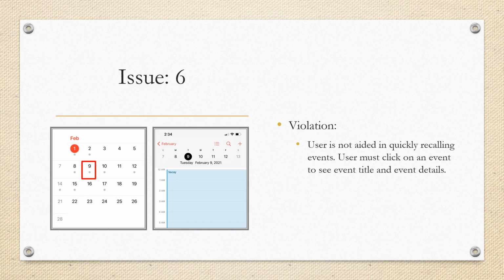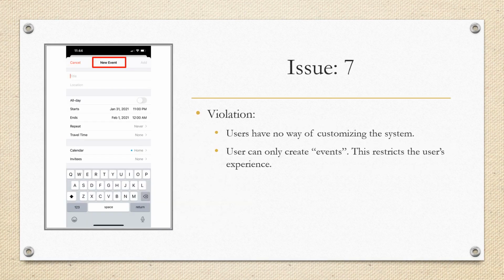Issue number 6 is that it is hard for users to recall events when they are in the monthly view. Users must click on an event in order to see the event title or the event details. Issue number 7 is that users have no way of customizing the systems. Users can only create events. They cannot create goals, tasks, or reminders. This restricts the overall user experience.